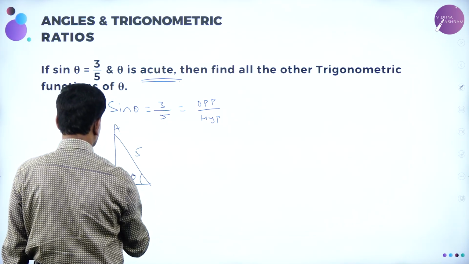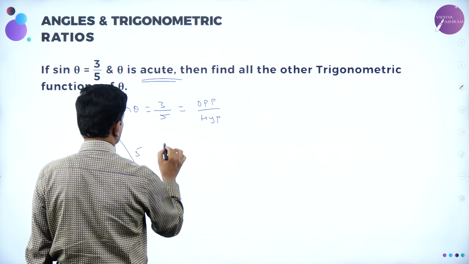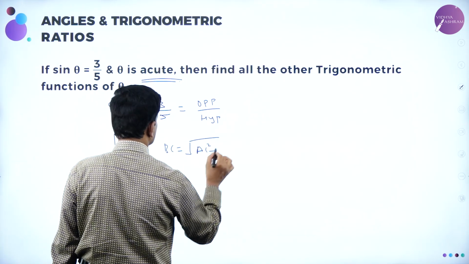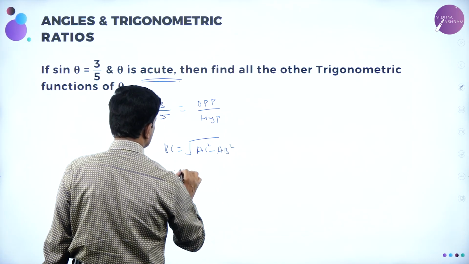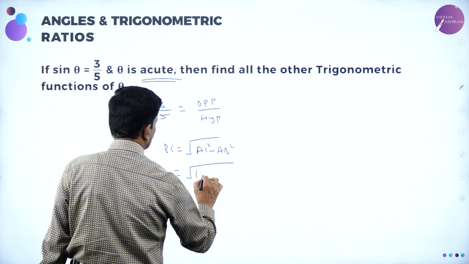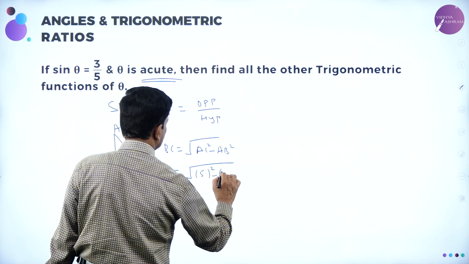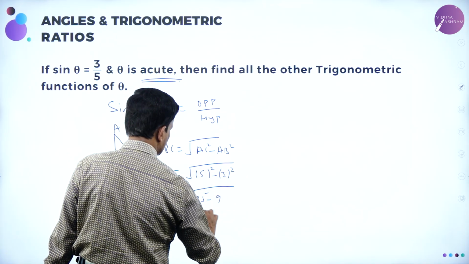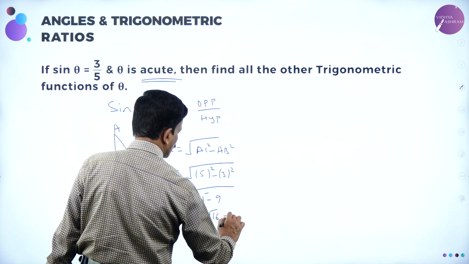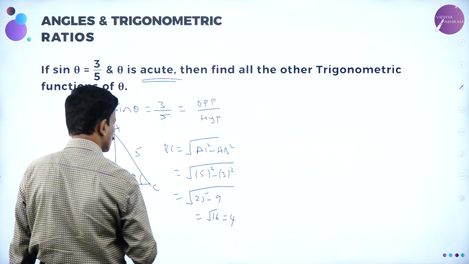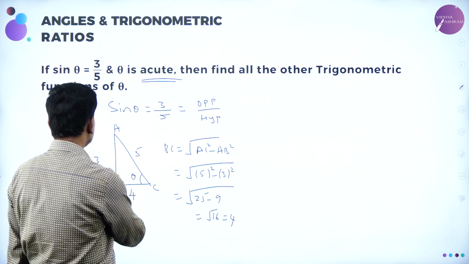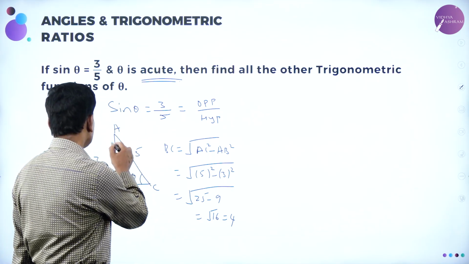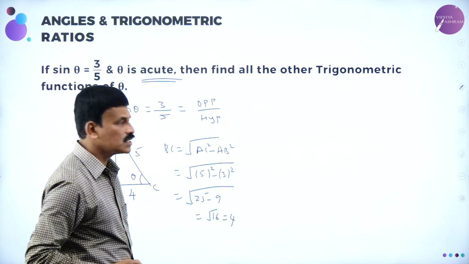If you apply Pythagoras theorem for this, what is BC? BC is equal to root of AC square minus AB square. So what is AC square? 5 square minus AB, which is 3 square. 5 square is 25 minus 9, that's equal to 16. Square root of 16 is 4. Since it is an acute angle, take the positive value. Since you know 3, 4, 5 is a Pythagorean triplet. So AB is equal to 3, BC is equal to 4 and AC is equal to 5.